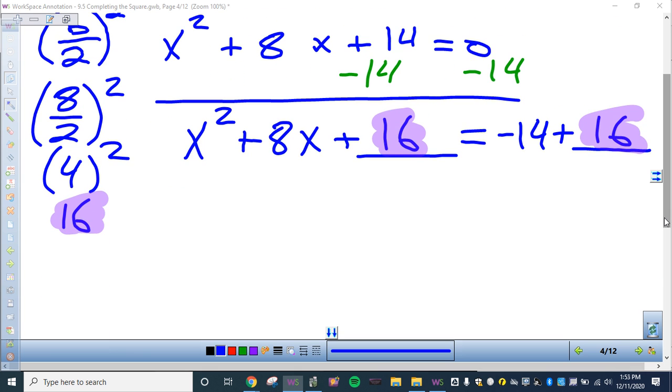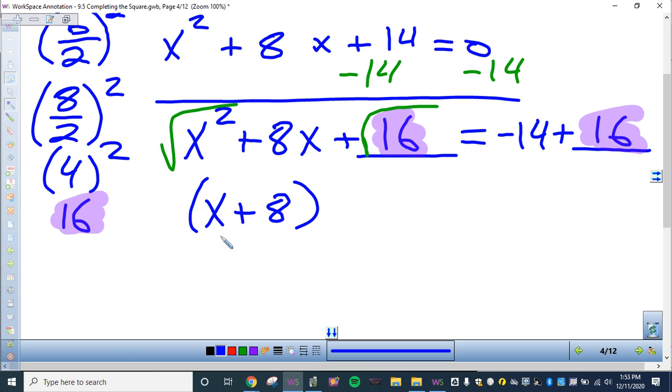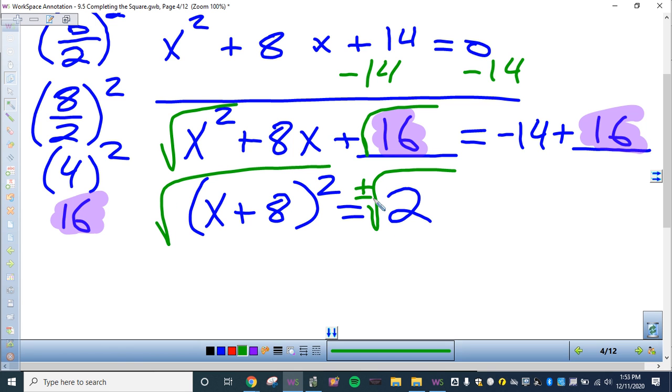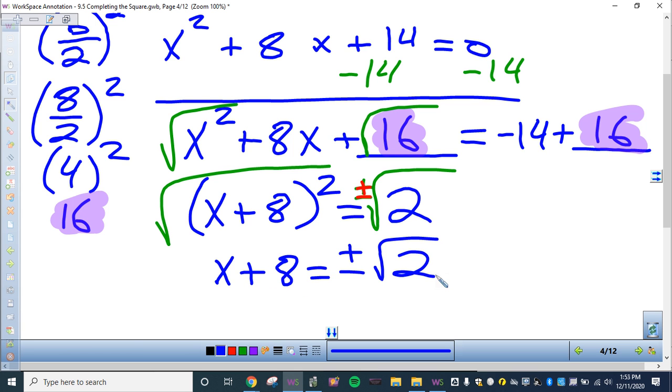So we're going to factor the left side of the equal sign. We do that by thinking about taking the square root of the A and C term. So I get x plus 8 times quantity squared. 16 minus 14 is 2. Then all I got to do is square root both sides. Don't forget plus or minus. So we get x plus 8 equals plus or minus square root of 2. And then just subtract 8 from both sides.